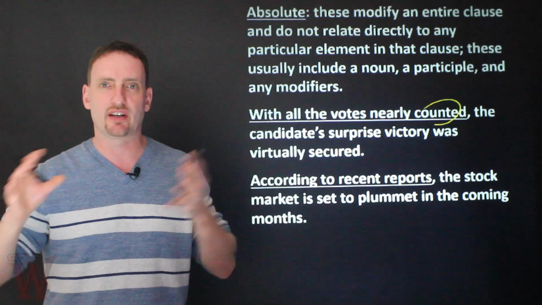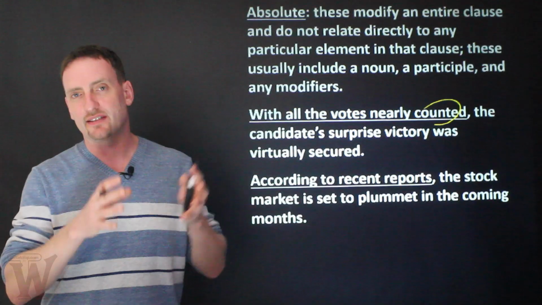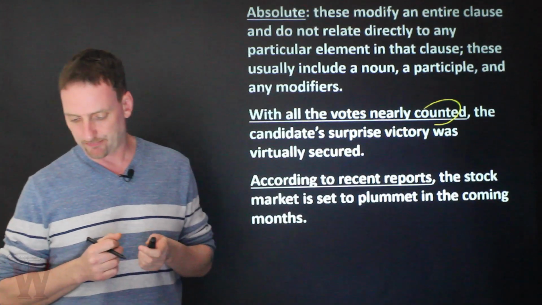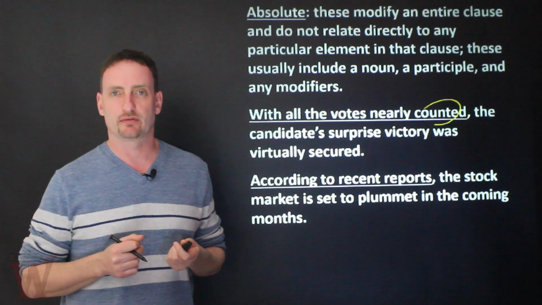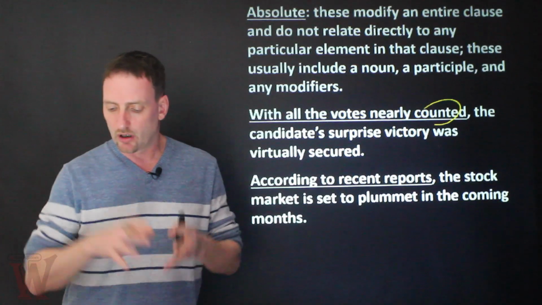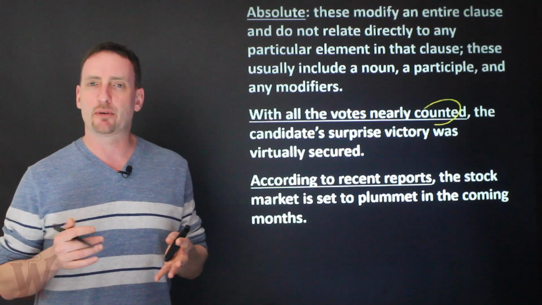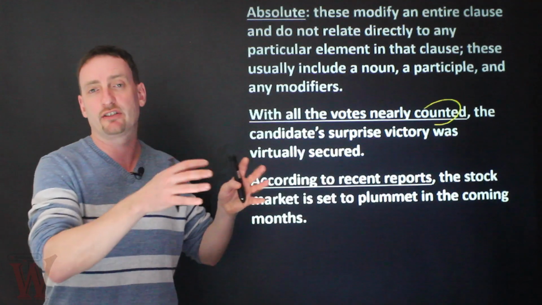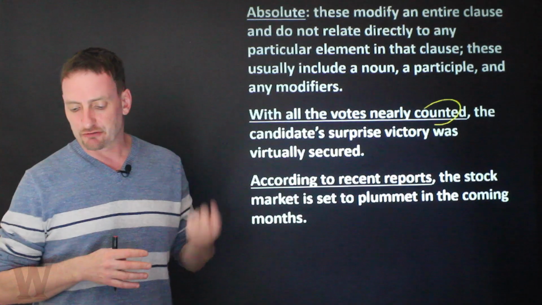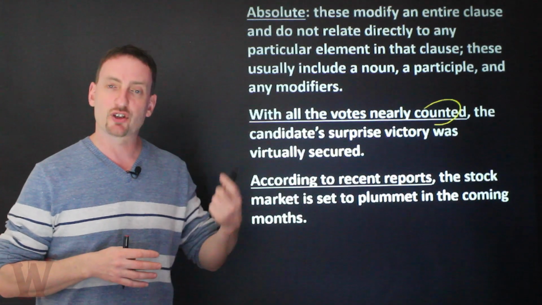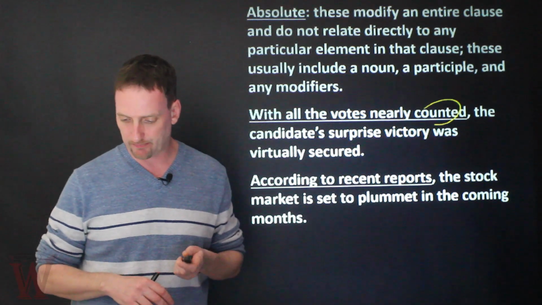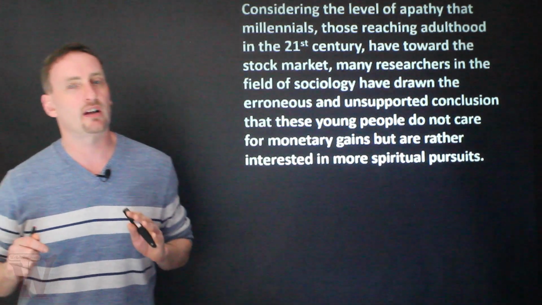Absolute clauses can be any of the types there, as long as they can be outside and apply to the entire independent clause. According to recent reports, the stock market is set to plummet in the coming months. So we have an idea about the stock markets. How do we know? Because according to recent reports. So recent reports, or another way I can write this, recent reports have shown that the stock market is about to plunge.